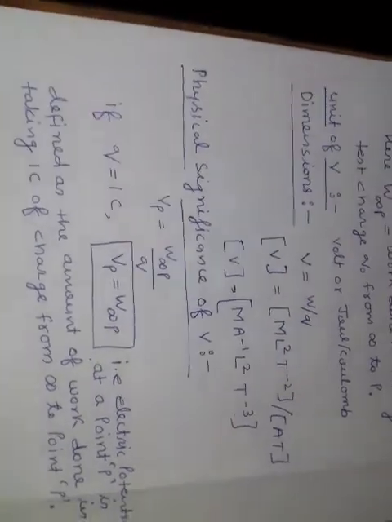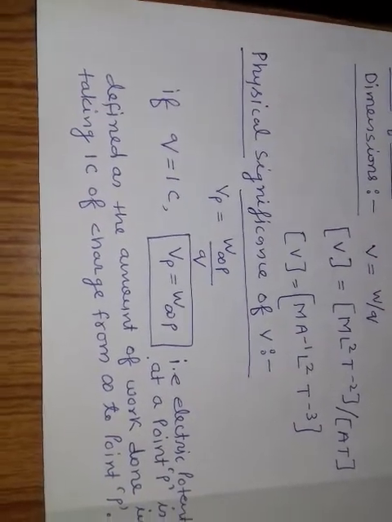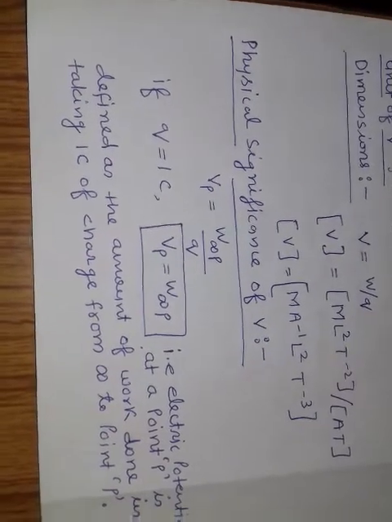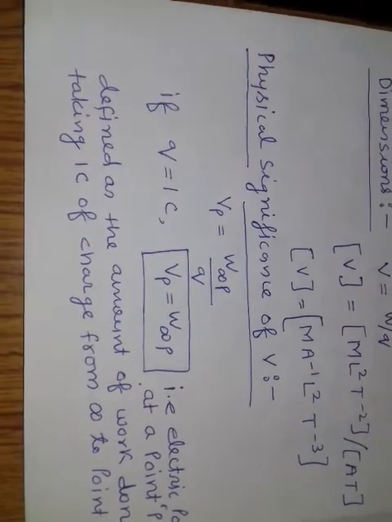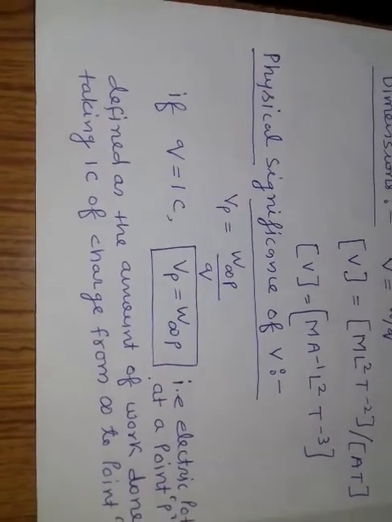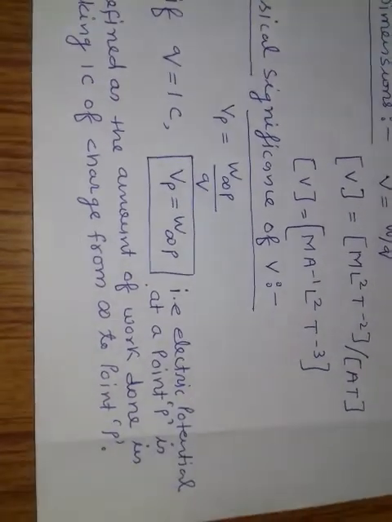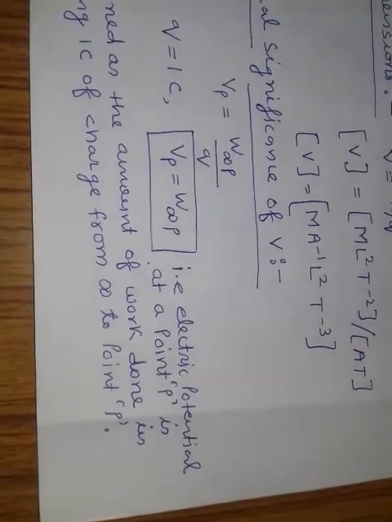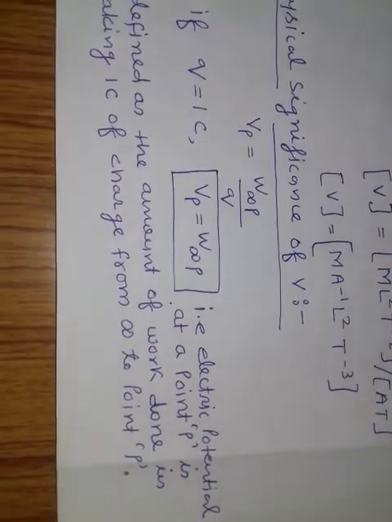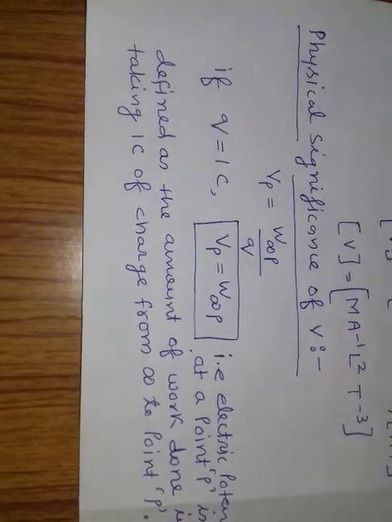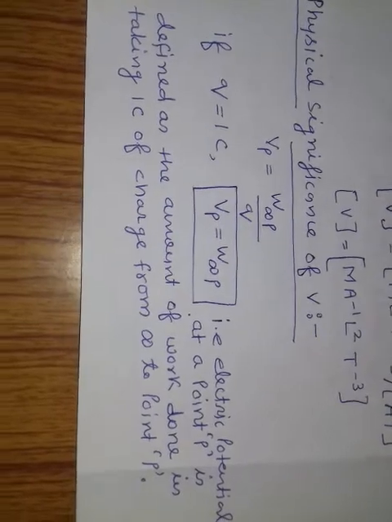Now physical significance of electric potential. Write the formula. V_P is equal to W infinity to P divided by Q. We take Q as 1 coulomb, so V_P is equal to W infinity to P. It means electric potential at a point P is defined as the amount of work done in taking 1 coulomb of charge from infinity to point P.